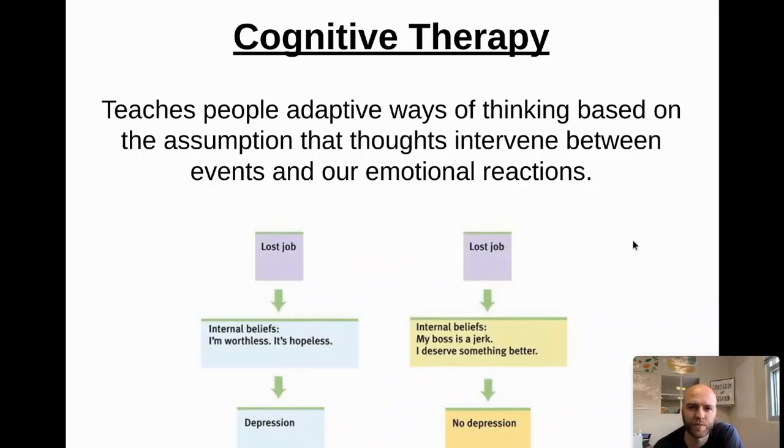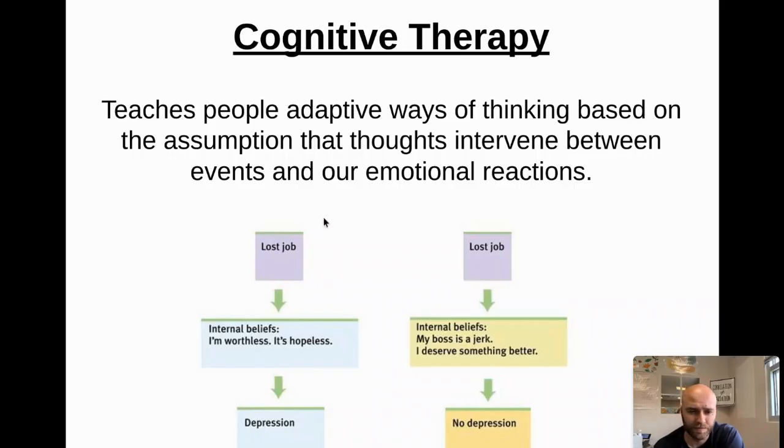The next perspective would be cognitive therapy, right? And we've talked about the cognitive approach and perspective before. Cognitive means thinking, right? So this is going to teach people adaptive ways of thinking based on the assumption that their thoughts intervene between events and our emotional reactions. So our thoughts control everything, right? An event occurs, the way that we perceive and think about that event can then change our emotional reaction or our behavior. So they want to focus on those thoughts and how they can intervene between events and actions.